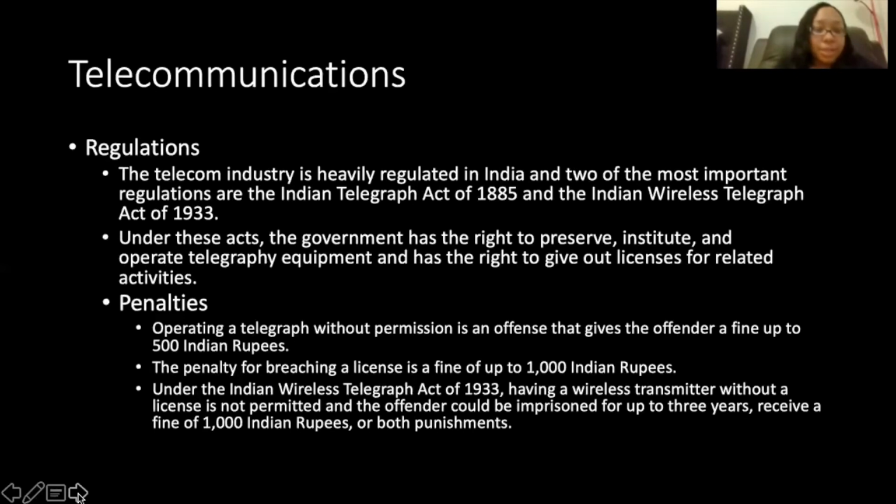There are penalties that these two acts outline, and one of them is if you operate a telegraph without permission, it is an offense that gives the offender a fine up to 500 Indian rupees. The penalty for breaching a license is a fine up to 1,000 Indian rupees. Under the Indian Wireless Telegraph Act of 1933, having a wireless transmitter without a license is not permitted, and the offender could be imprisoned for up to 3 years, receive a fine of 1,000 Indian rupees, or both punishments.